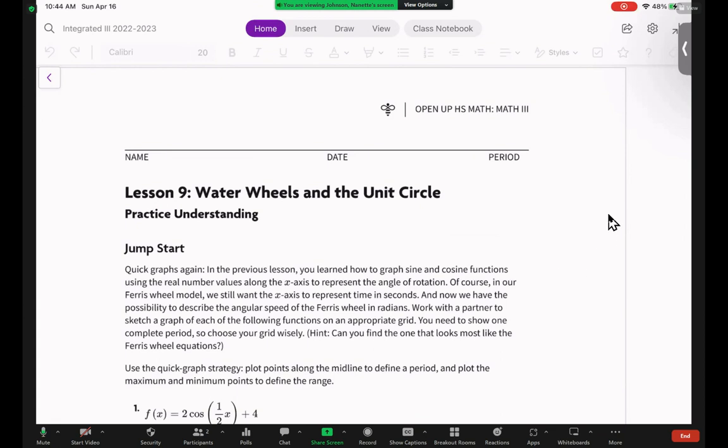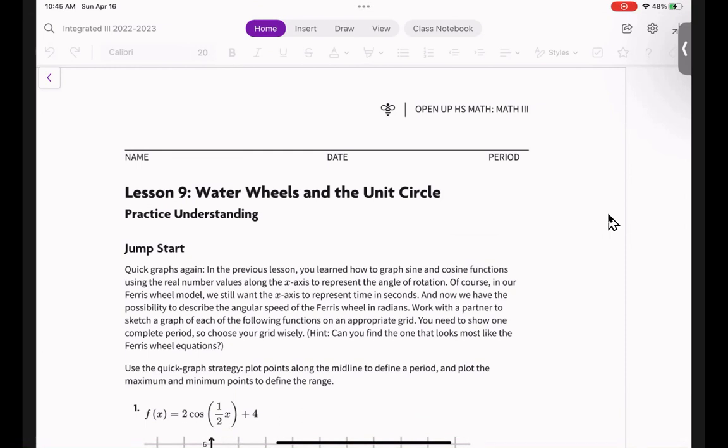It says in the previous lesson, you learned how to graph sine and cosine functions using the number values along with the x-axis to represent the angle of rotation. Of course, in our Ferris wheel model, we still want the x-axis to represent time in seconds. And now we have the possibility to describe the angular speed of the Ferris wheel in radians. So you're going to work with a partner, and we'll do this in class, to sketch a graph of each of the following functions on the appropriate grid.